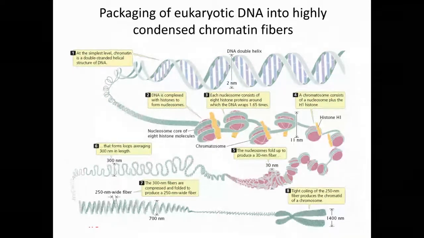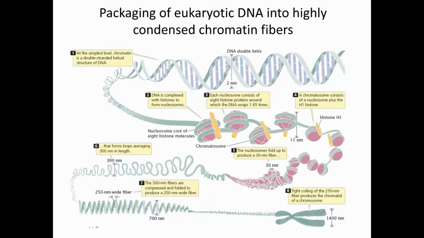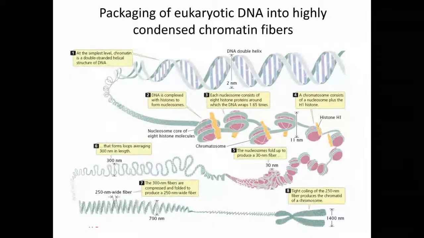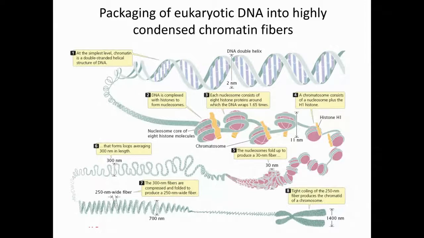So 1.4 centimeters is impossible to fit into the cell, so those chromosomes must be packaged so that they can fit into the cell. At the most condensed moment of mitosis, the chromosome is 2 micrometers long. From 1.4 centimeters, you have to pack into 2 micrometers, so the packaging ratio is about 7,000.